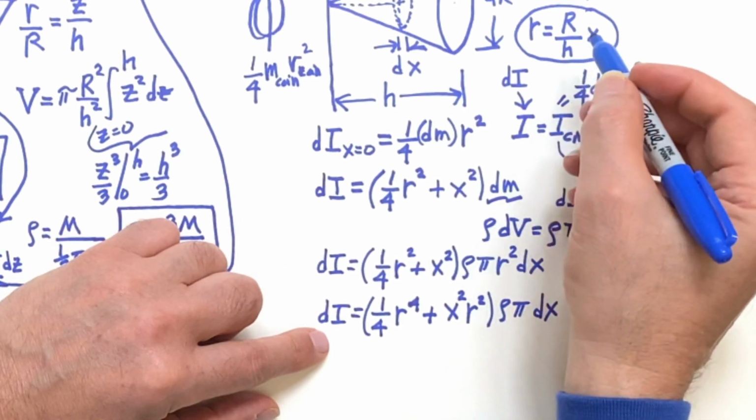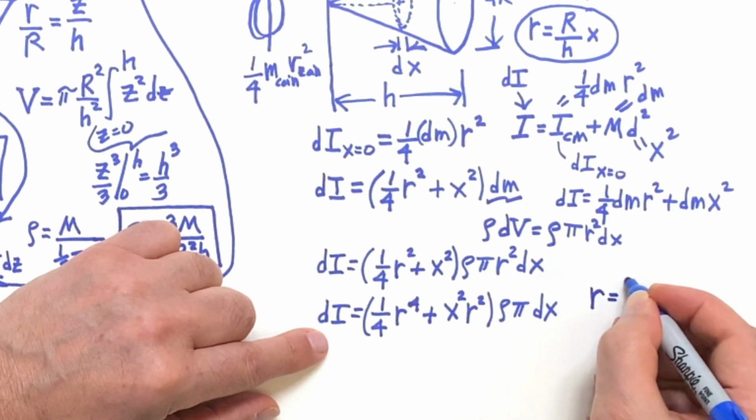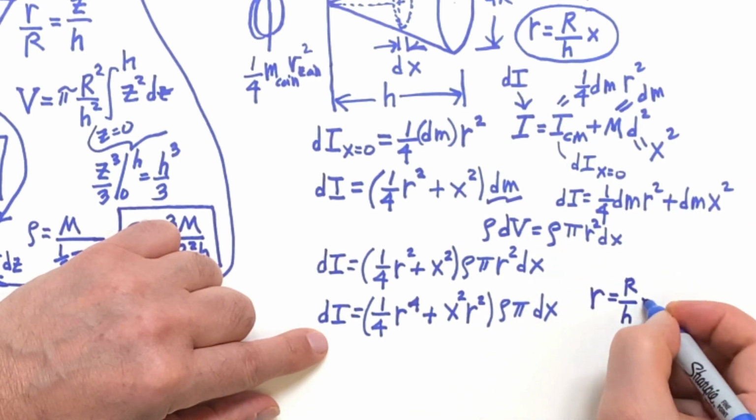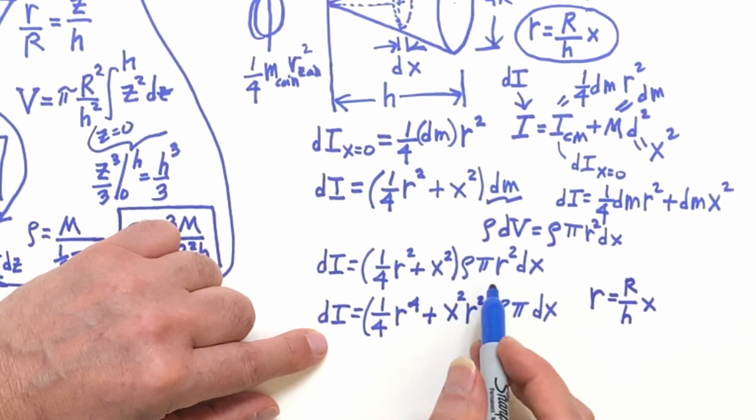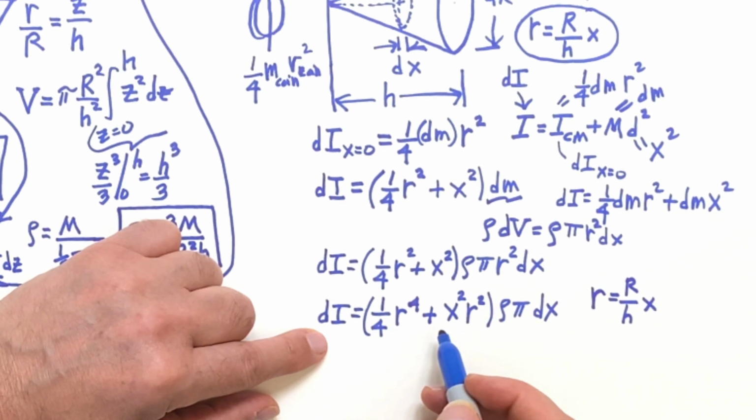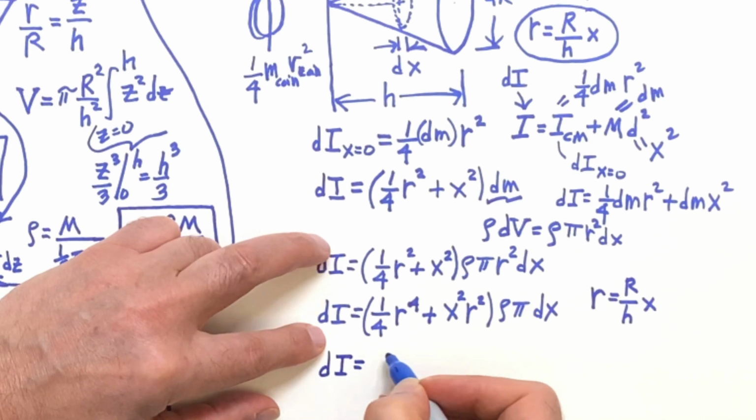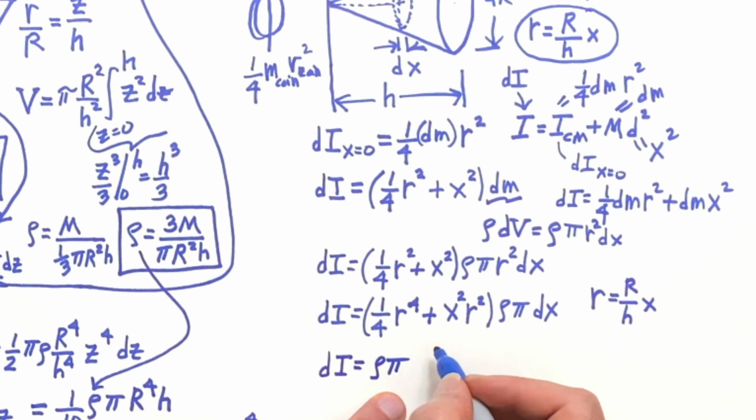And now we're ready to use the formula of what r is. Little r is big R over h times x. And I think maybe I could have factored this out a little better. Sometimes when you're doing problems, you change your mind as you go because there is an r squared in both places. But we'll go ahead and do it the long way since we already started this. And we'll have the rho pi out over here at the far left.